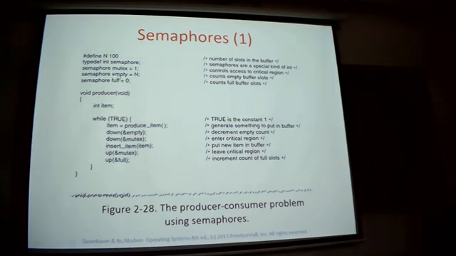Now we have two variables, empty and full. We also add another variable, mutex. This one is used to control access entering into the critical region. It means only one process can be in the critical region, okay?